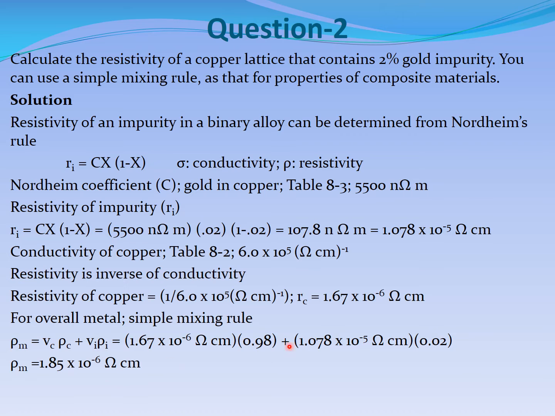So if you do this, then this is 1.85 into 10 raised to minus 6 ohm centimeter. This is the resistivity of the matrix, right? So this is it. Calculate the resistivity of a copper lattice that contains this. So the whole thing contains this.